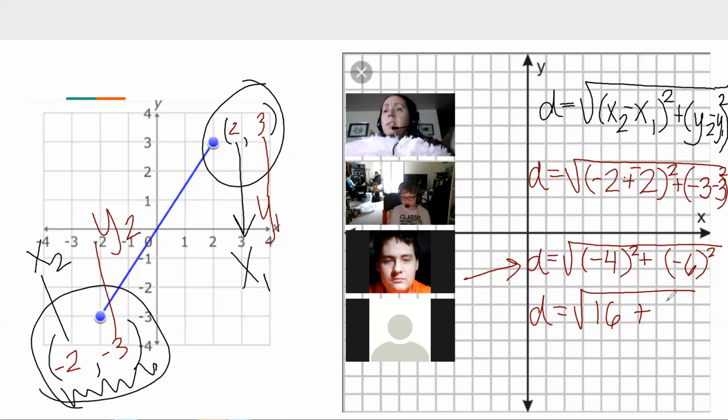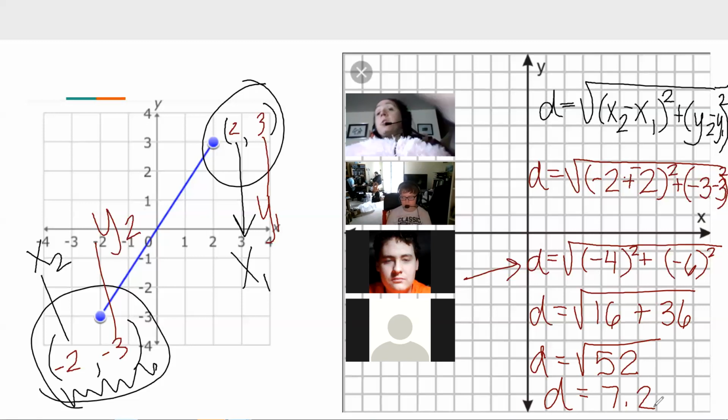That is 36. And then we add them together. We get the square root of 52. And then we take the square root and you get that 7.2. So it's the same answer either way. It's a lot longer this way, but I totally am an advocate for using the Pythagorean theorem.